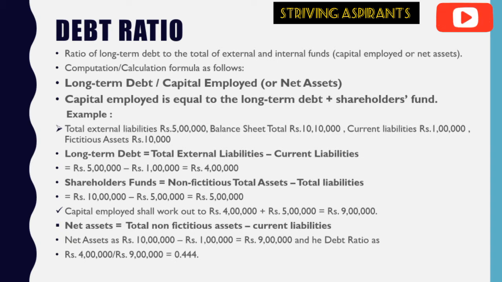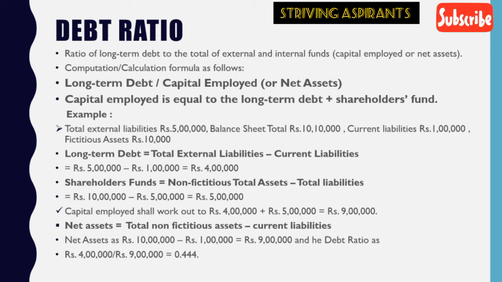We can also calculate net asset as total non-fictitious asset minus current liabilities. The value is 10 lakh minus 1 lakh. That will also give the amount as 9 lakh, and the debt ratio will be 4 lakh divided by 9 lakh. So the amount will be 0.444, that is debt ratio.